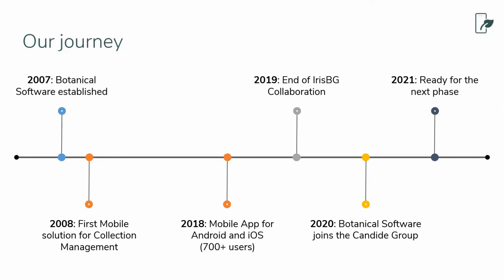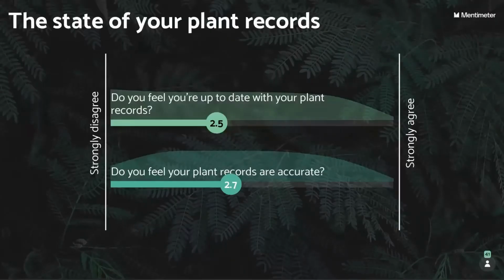plant records. So we did a survey at the workshop 3 weeks ago, and the first question was state of your plant records. This was really useful because we have seen these patterns when we've talked to gardens around the world, and this is confirmed. And we can see here that people are having problems getting their plant records up to date, and they are also struggling with having accurate plant records.